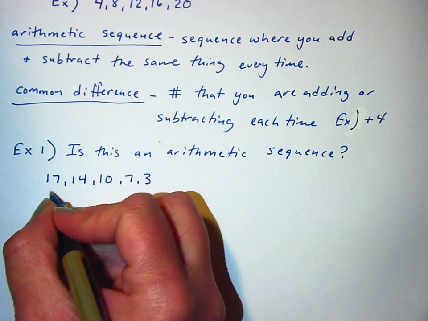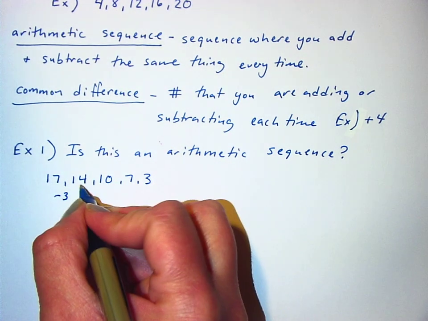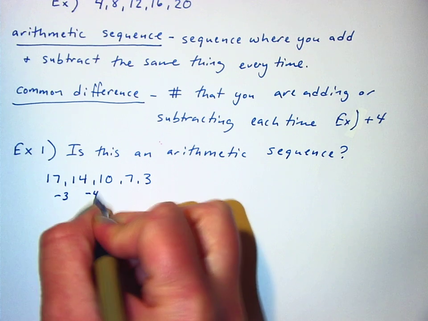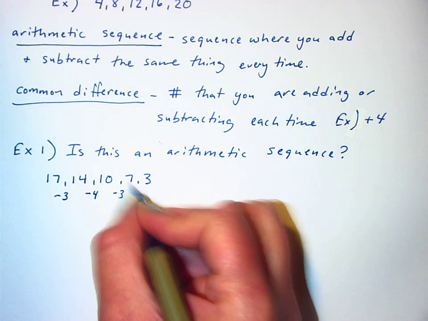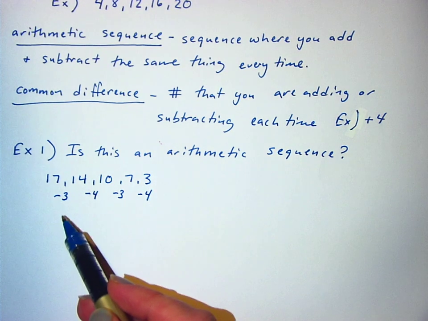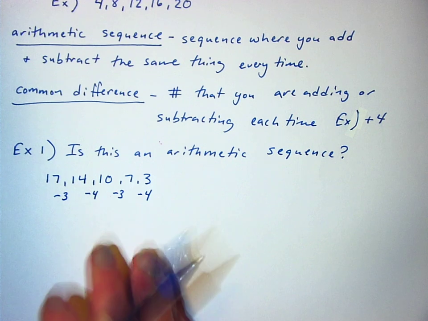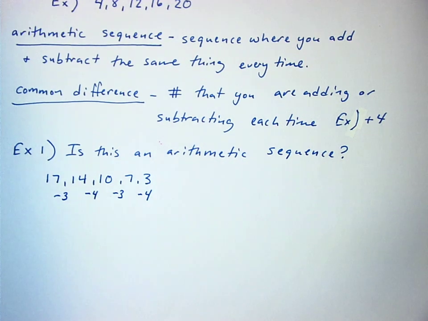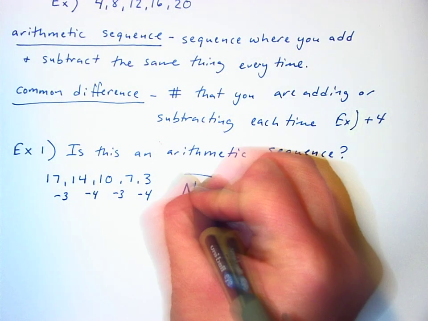So for this one, let's see, first it goes from 17 to 14, that's a difference of -3. And then it goes from 14 to 10, that's -4, and then 10 to 7 is -3, and then 7 to 3 is -4. Now, you can see how this is kind of a pattern, like it subtracts 3, then subtracts 4, then subtracts 3, then subtracts 4, but because it's not subtracting or adding the exact same number every single time, the answer is no, it's not arithmetic.